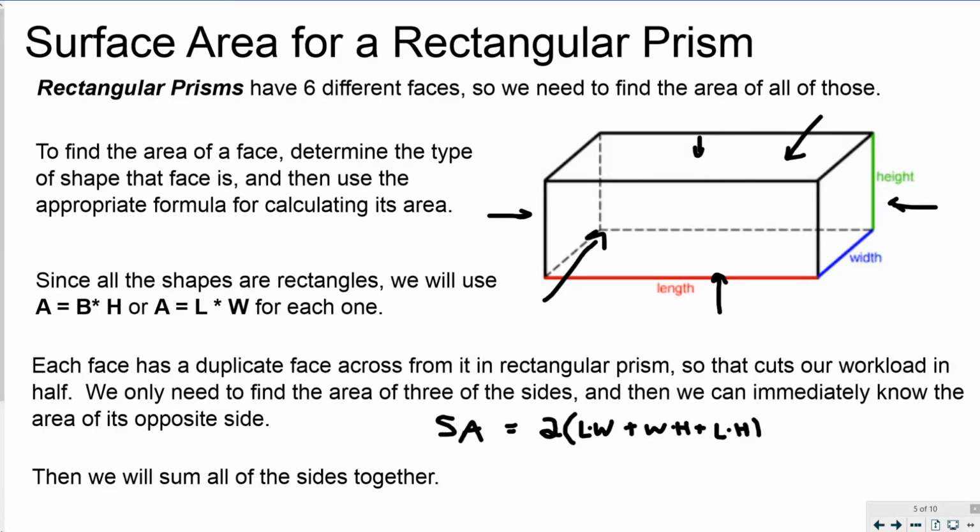The other way that you can do it is you can simply calculate the value for all 6 sides, and then take 3 of the sides and multiply them by 2. Or you calculate all 6 sides and add them together.